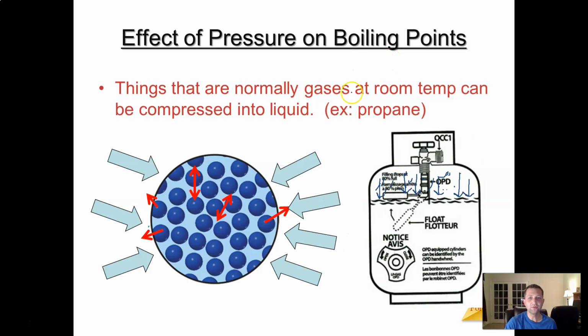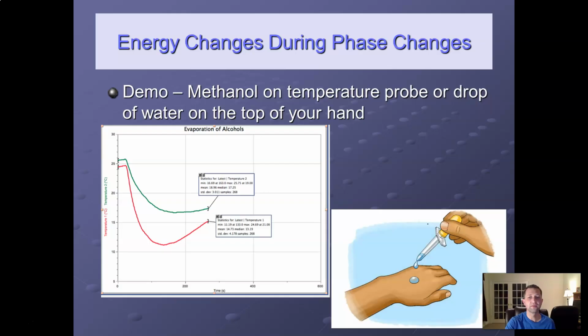Things that are normally gases at room temperature can be compressed into a liquid, which is how propane tanks work. If you ever have a can of compressed air, you shake it up and it feels like liquid in there, because it is. It's air under really high pressure in the liquid state. If we're in school, I could do a quick demo of this. If you're at home, you can do this version of the demo.